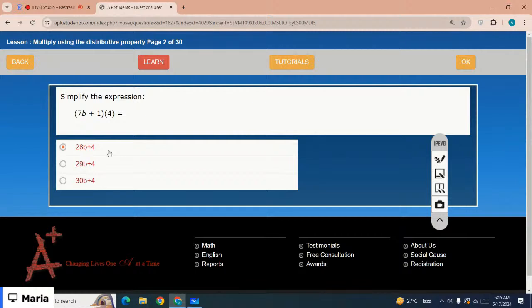You have to multiply 4 with every term that is inside the bracket. You have to do 4 times 7b. So 4 times 7 is 28. That would be 28b. Then you have to do 4 times 1. That is 4. So 28b plus 4 is the correct option. Option number 1 is the correct option.